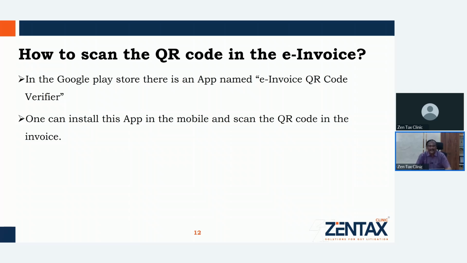For that, there is an app in the Google Play Store. The name of the app is e-Invoice QR Code Verifier. You can install it on your mobile, open the app, and then scan the QR code in any e-invoice. This is the method used by the department also. So you can verify the authenticity of the invoice by scanning the QR code.